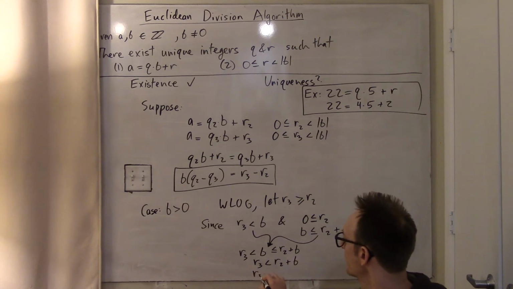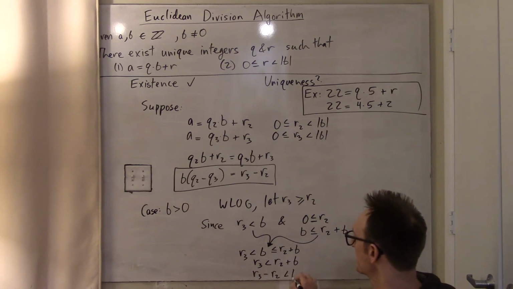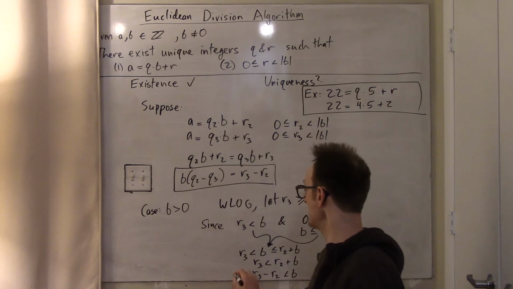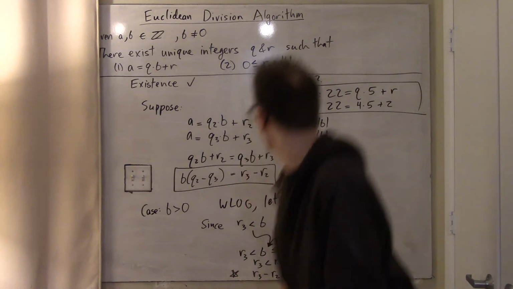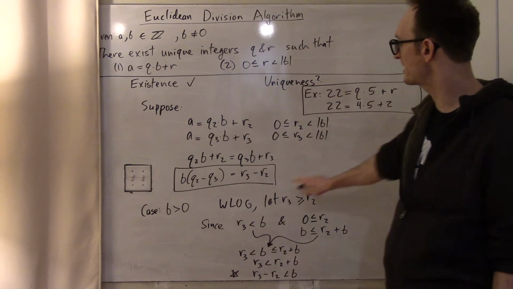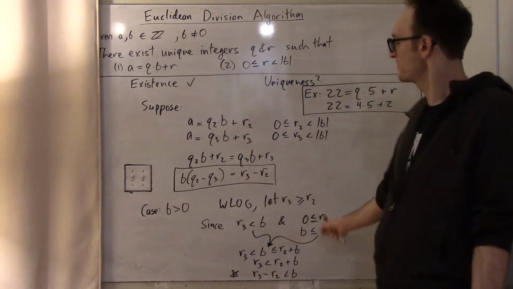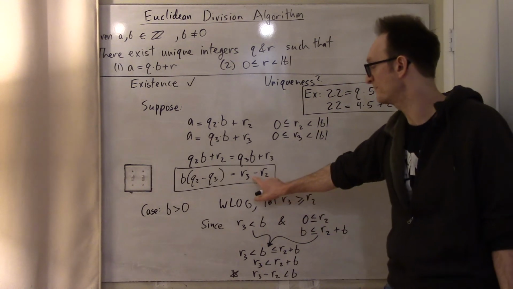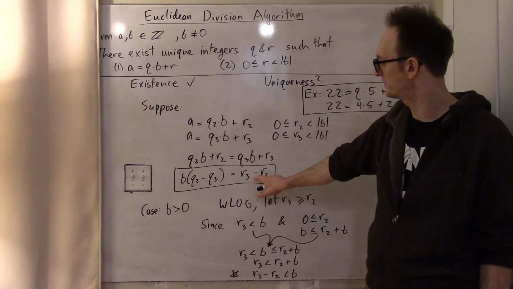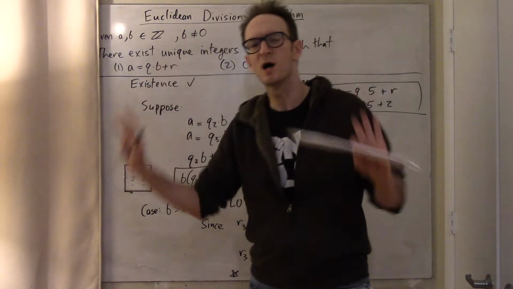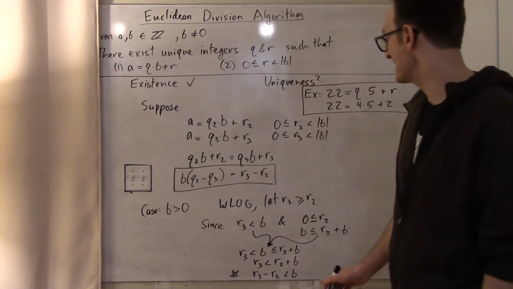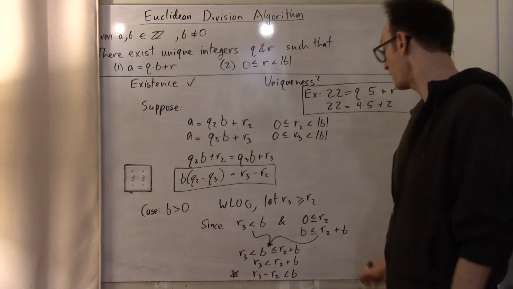And so R3 minus R2 is less than B. Okay, so that's exactly the thing that I said was extremely obvious. If you have two things that are less than B, then of course their difference is less than B. And here I'm avoiding all the annoying absolute values. I want to do this whole problem without any annoying absolute values. And so, okay, great.